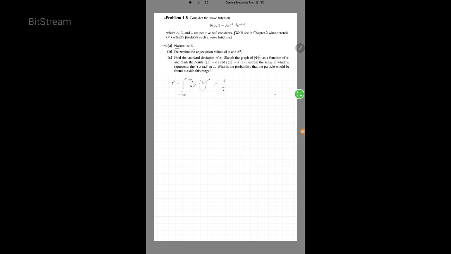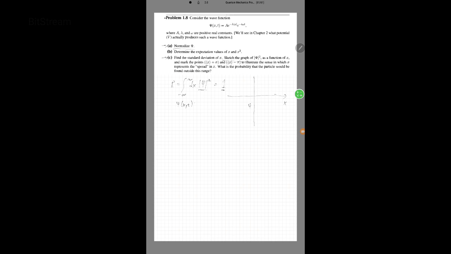Now, part 1 is normalize and then determine the expectation values, and then it talks about standard deviation, and then it has sketch. I like to always start with a sketch. I just find it's very useful to get an idea of what my function looks like. So if I have psi and x, I'm going to go ahead and just look at some values for this.